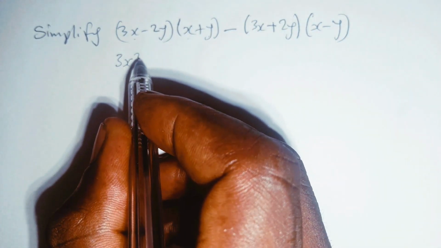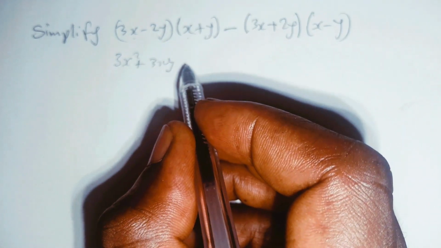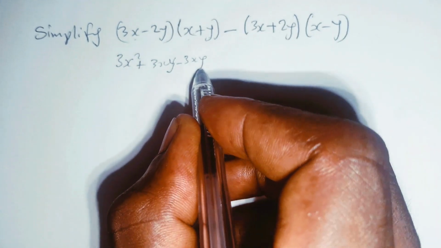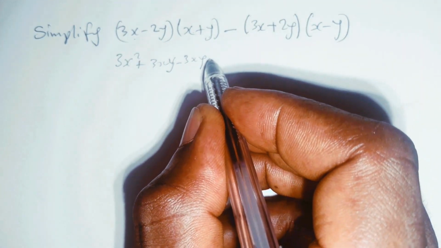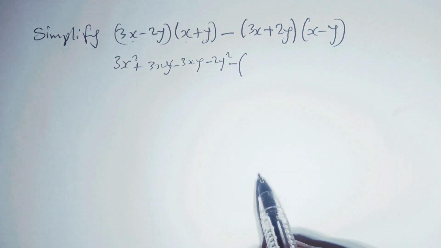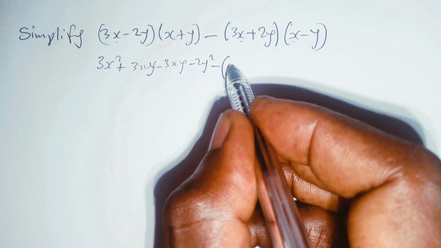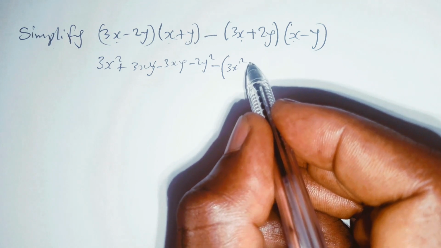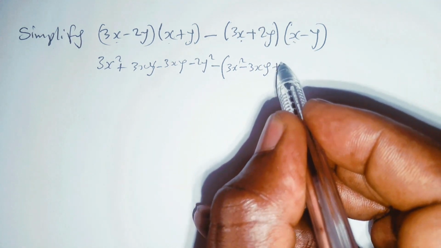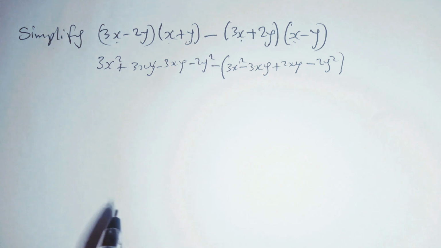This time this will give us plus 3xy, and then this time this will give us minus 3xy, and then we have minus 2y squared, then minus open bracket. This also will give us, this time this will give us 3x squared, then minus 3xy. This again time this will give us plus 2xy, and then minus 2y squared, all bracket.